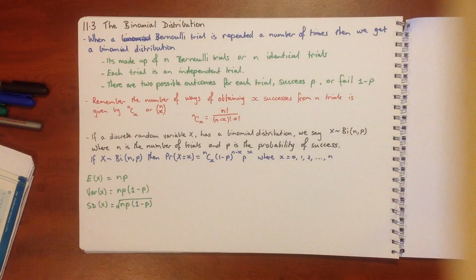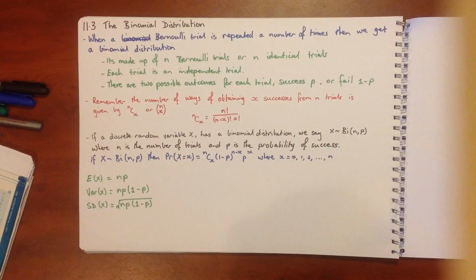Okay, in this tutorial we're looking at section 11.3 on the binomial distribution. When we have a Bernoulli trial that's repeated a number of times, we get a binomial distribution. That's made up of n Bernoulli trials, or n identical trials. Each trial is independent, and there are always two possible outcomes for each trial: a success, which is p, or a fail, which is 1 minus p.